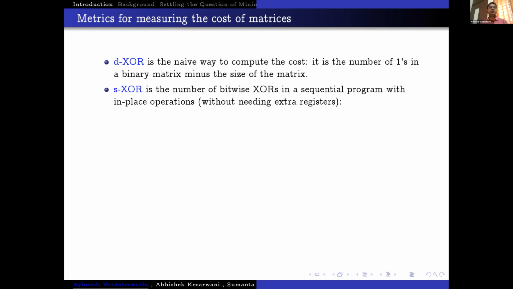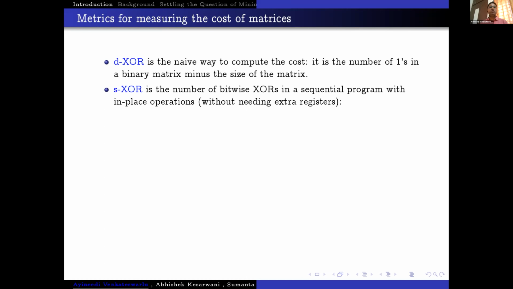Another one is SXR, or the sequential XOR. It is the number of bitwise XOR operations in a sequential program with in-place operations. An in-place operation is like this: given an input vector x1 to xn, replacing xi with xi plus xj. This can be viewed as an elementary row operation of type 3 on the input vector x1 to xn.